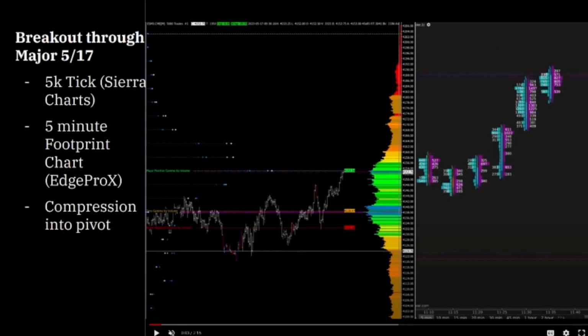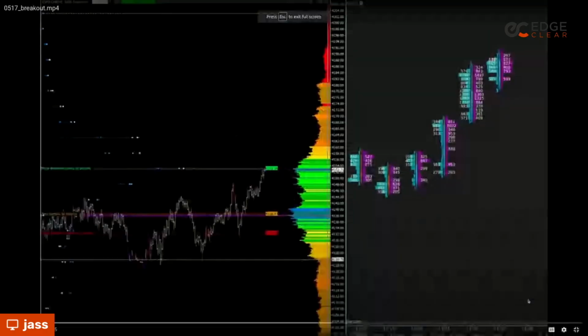I don't know how visible this is. If I go full screen, can you guys see? Yeah, if you can, okay, go full screen. That's awesome. Perfect. Yeah.